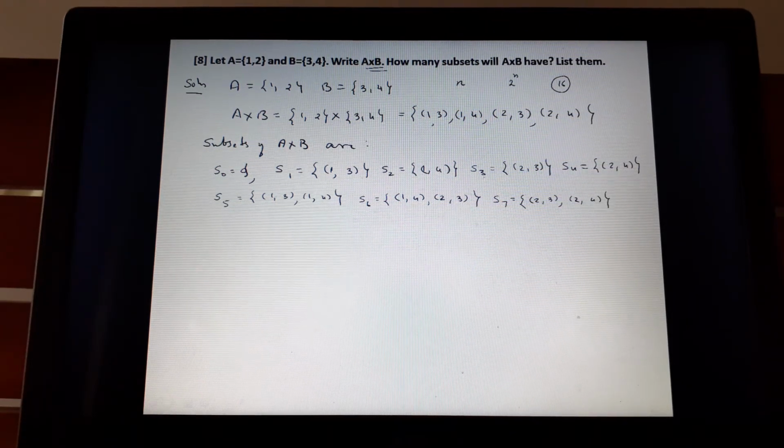So how many are over now? These two, these two, these two. Then I have to take this. And next one is S8. S8 will be, let us take 1 3 and 2 3. Then S9. This will be 1 4 and 2 4.